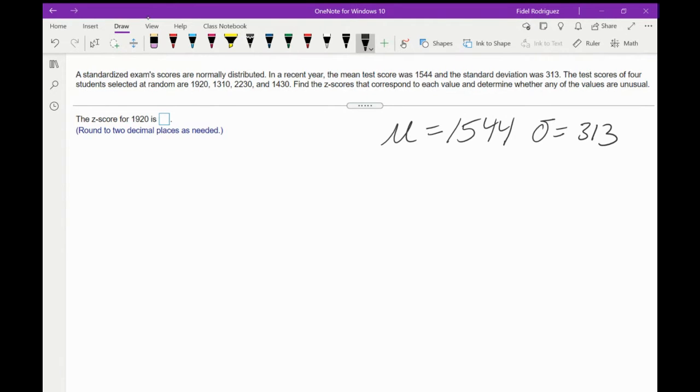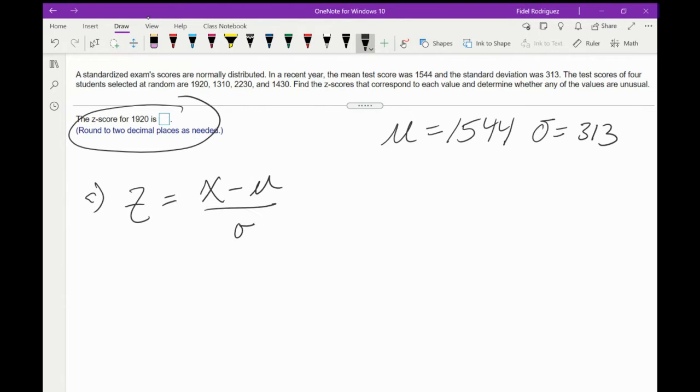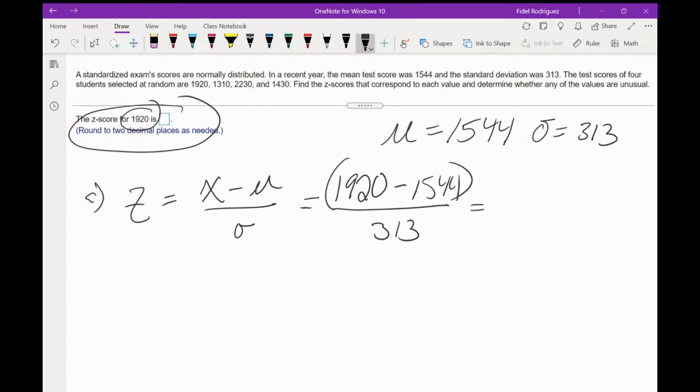Okay, so we're going to do this part right here for 1920. So remember, the way we're going to find our z-scores, we're going to take x minus mu over sigma. So my x in this case is going to be my 1920. So I'm going to take 1920 minus 1544, and we're going to divide that by 313. So y'all, on your calculator, you want to make sure that you put that part in parentheses, okay?